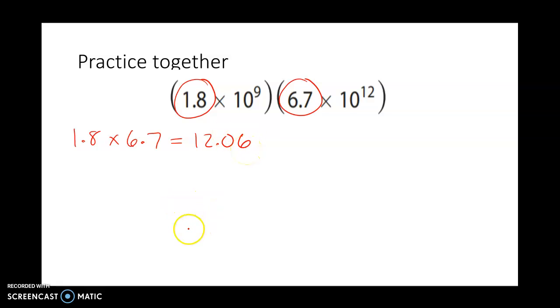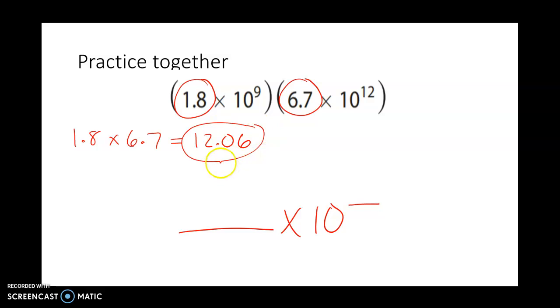So I'm going to write something times 10 to the something. So I'm going to put this right here, 12.06. Now when I multiply exponents like this, I am going to add the numbers on top. So 12 plus 9 is 21, and I'm going to get times 10 to the 21st power.